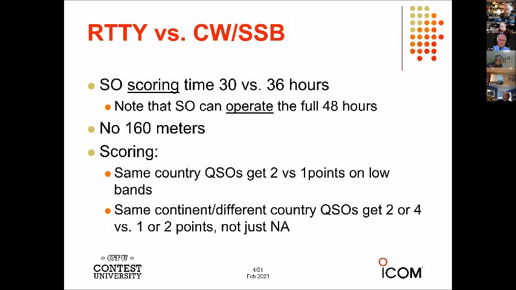The biggest difference is in the scoring. There's two details in the scoring for RTTY that are more generous, shall we say. The first one is that same country QSOs, that is when you work another US station, you get 2 points on the low bands, whereas in the other modes, you just get 1 point on the low bands. And anybody on any continent that works a different country gets the 2 or 4 points that North America gets in the other modes, not just 1 or 2. For some reason, North America has this bias of getting twice the points of QSOs between different countries within their continent compared to the other 5 continents.